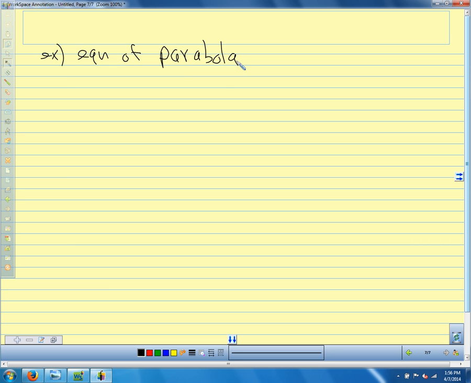So all of these problems just give you different combinations of pieces of information, and we have to figure out the other pieces that we're missing to write our equation. So, equation of a parabola: our focus is (1, 2), and our directrix is the line x equals 3.